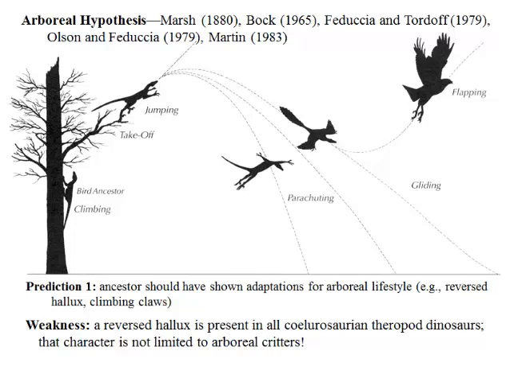But here's the weakness in this game of science. There's no hypothesis, basically, that doesn't predict the same thing. A reversed hallux is present in all coelurosaurian theropod dinosaurs. Everything running around out there has a reversed hallux. So that doesn't necessarily mean they lived in trees. It's not a character that's limited to arboreal critters. So here's a game where people are saying, see, I have support, but that same prediction occurs with every other hypothesis, so you haven't dumped anything.